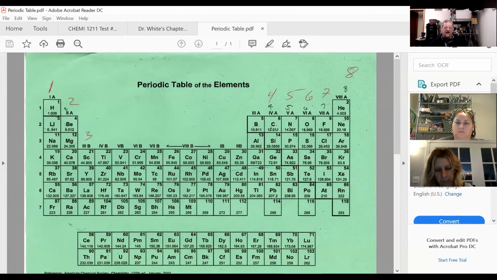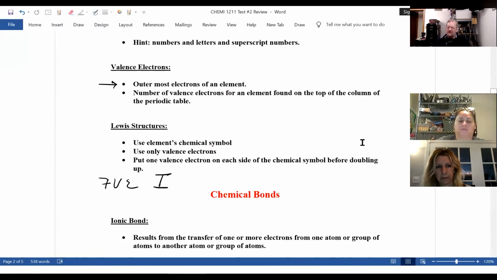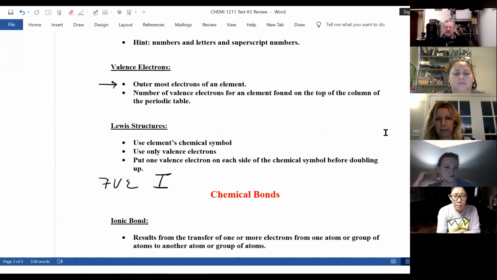And how do you do that? Oh, wait, I'm going to let you try it. Draw the Lewis structure for iodine. All right, everybody done?